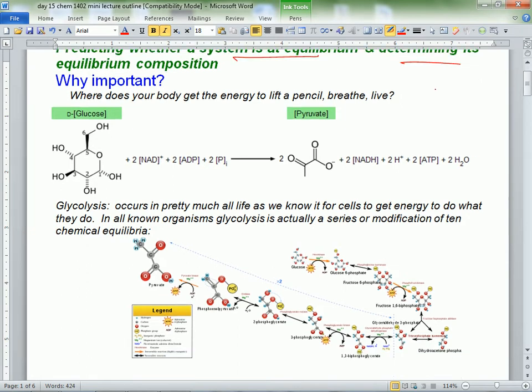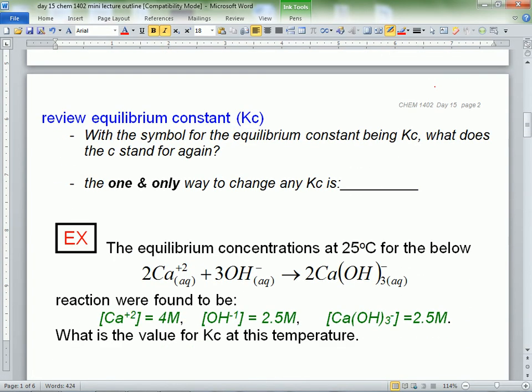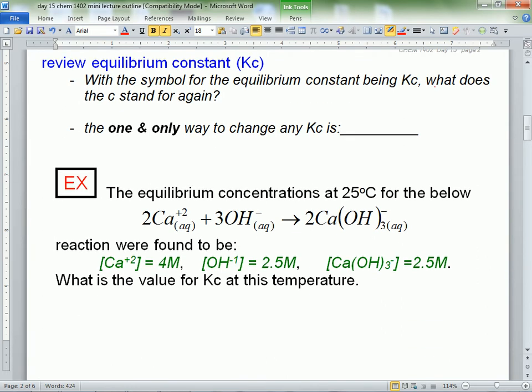Well, I guess if you want to breathe or walk or lift a pencil, think, this has to go on inside you, otherwise you're not going to have the energy. What's the G word? Glycolysis, right? There's a lot of equilibrium going on in there. Look at all that. So you could say, in a sense, your life depends on this, right?